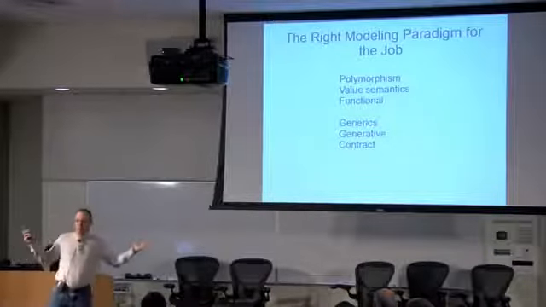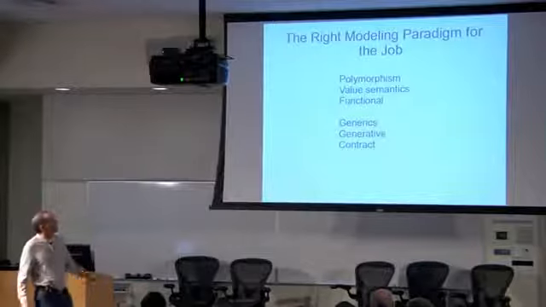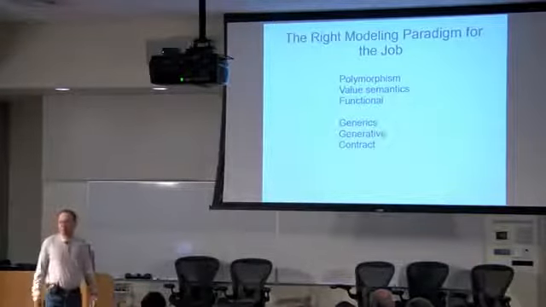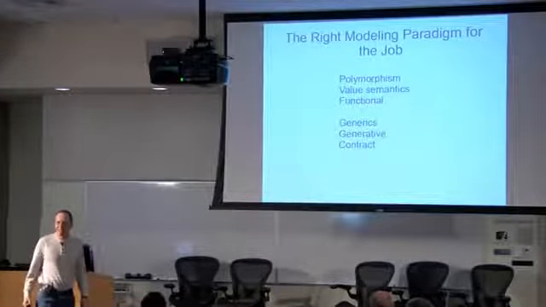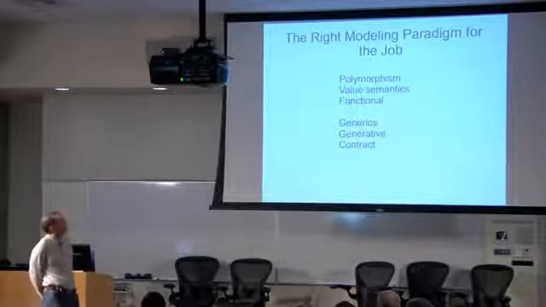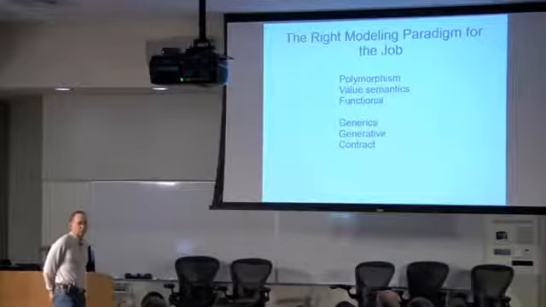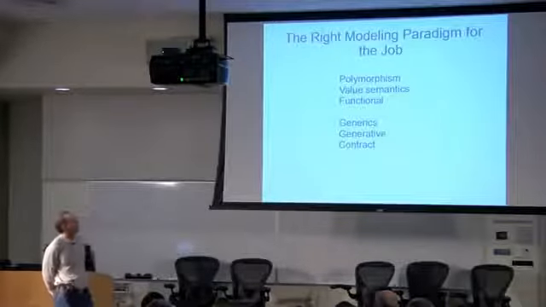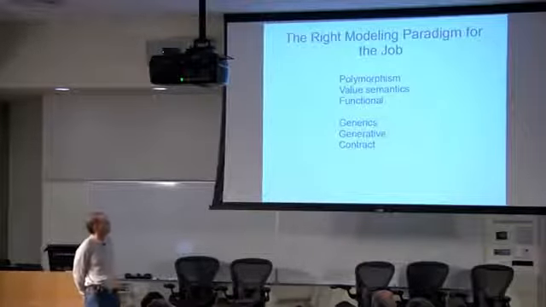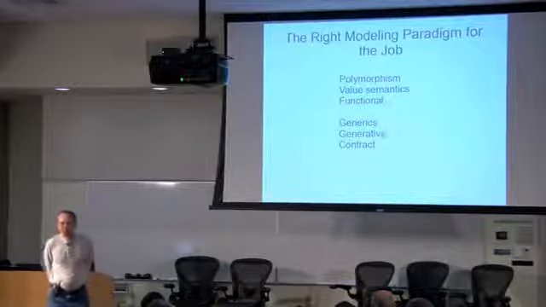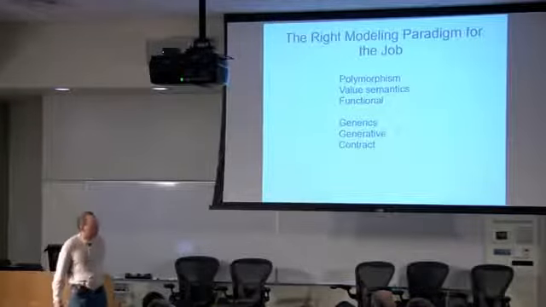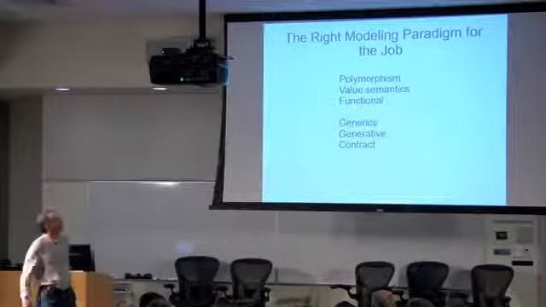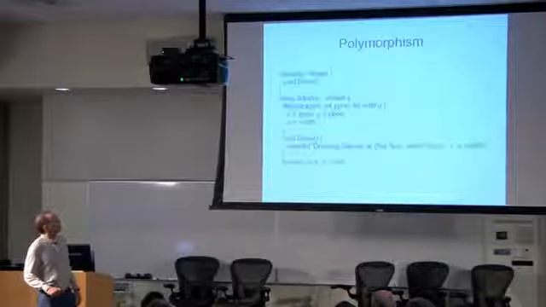Polymorphism, object-oriented programming, basically. Value semantics, functional programming is the cure-all du jour. Generic programming is the cure-all 1998. Generative programming and contract programming. And I'll give you a brief taste of what each of these mean with D.